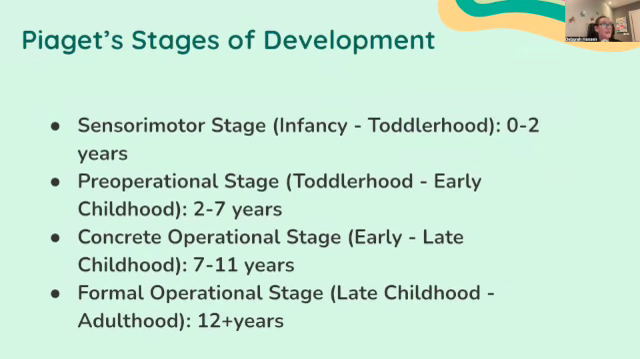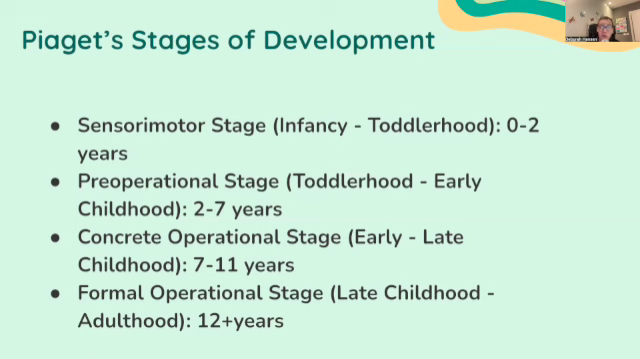So let's have a look at Piaget's stages of development. Let's start with sensorimotor stage. That's infancy to toddlerhood, which is 0 to 2 years. The key development in this stage is object permanence, and that's understanding that objects exist even when you're not seeing them.